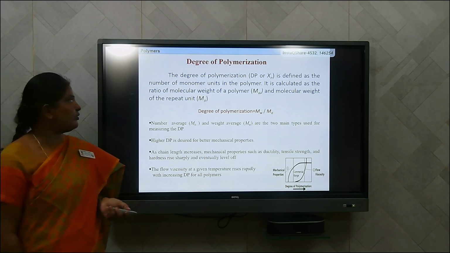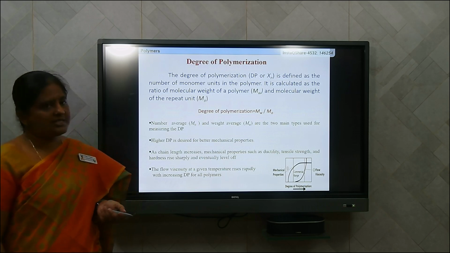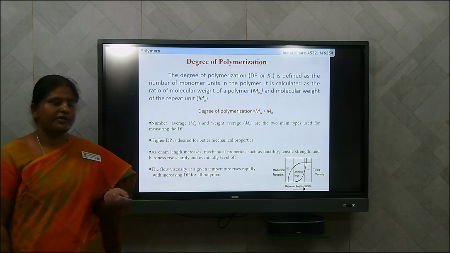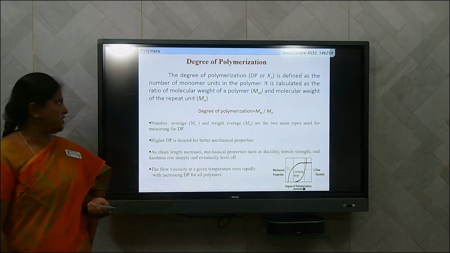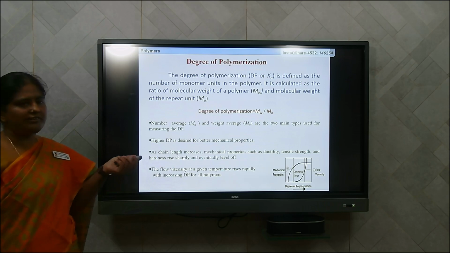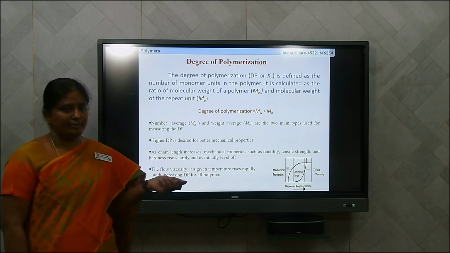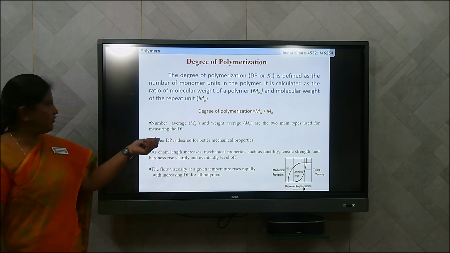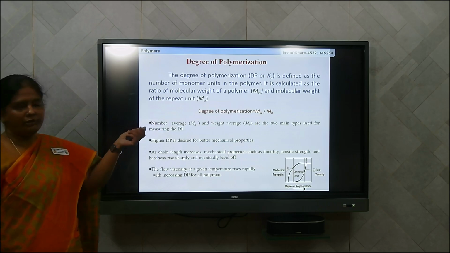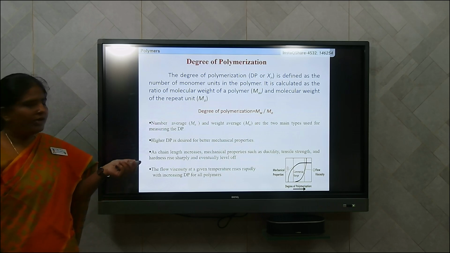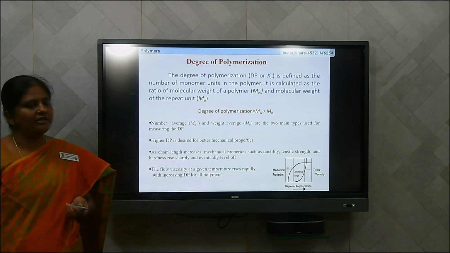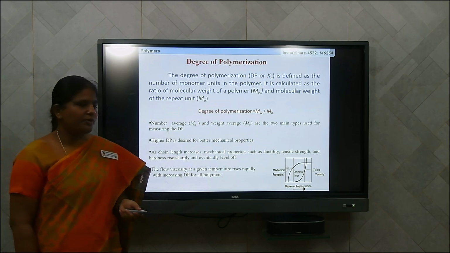Next, let us move on to degree of polymerization. What is degree of polymerization? Degree of polymerization is defined as the number of repeating units, that is monomer units, present in the polymer. It is calculated by the ratio of molecular weight of polymer and molecular weight of repeating unit. You can see the formula: degree of polymerization is equal to Mw divided by M0. And we can calculate it in two ways: one is number average molecular weight, another one is weight average molecular weight.